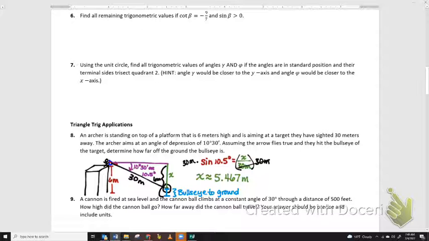So how far off the ground is the bullseye? Subtract that from 6, yes. So we're going to do 6. Very good, yes. 0.533, right? I was going to say, I'm doing this in my head. Okay.